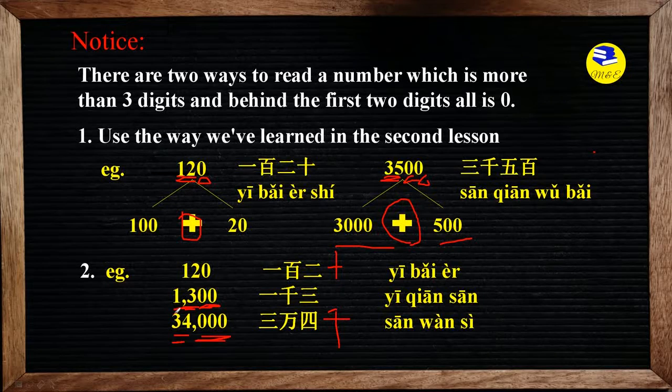How about this? 1,300. Use the first way to say it. It should be "one thousand three hundred", right? But if we use the second way to say it, it should be "thirteen hundred". Very good. The last one, 34,000. We use the first way. It should be "thirty-four thousand". If we use the second way to say it, then it should be "thirty-four hundred"... Okay? Very good. Now you understand all these numbers, how to read them.